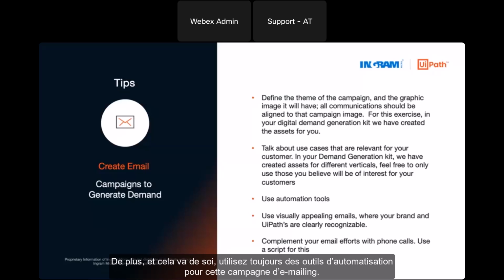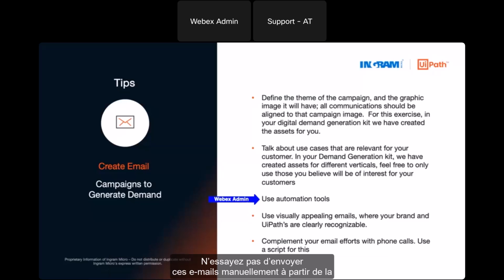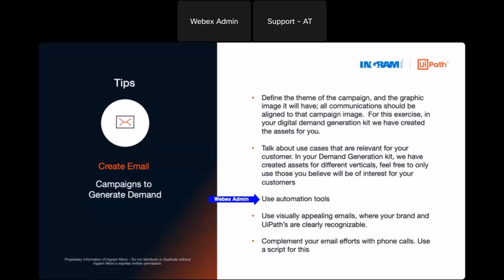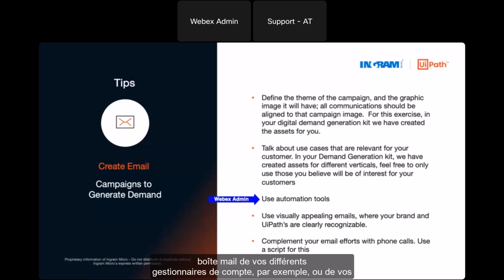And always use automation tools, of course, for that email campaign. Don't try to send those emails manually from the different mailing box of your different account managers, for example, or your marketing teams, because the idea is that you can keep track and you have access to all the statistics.